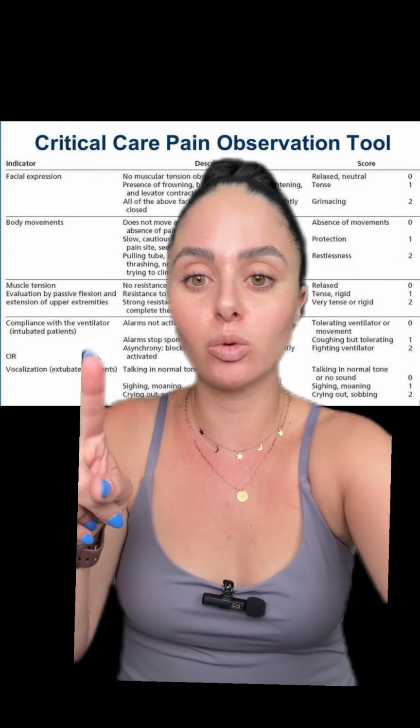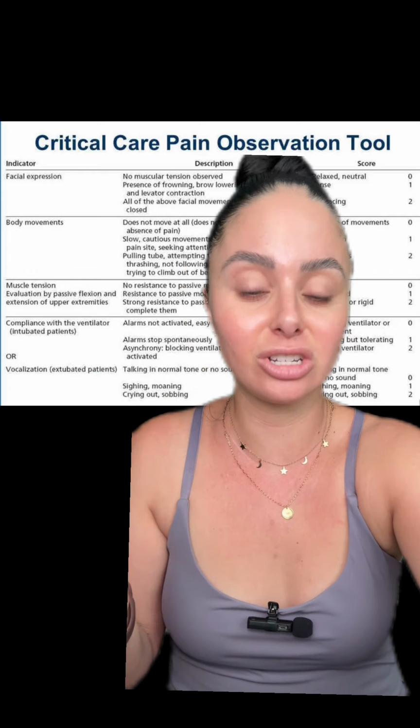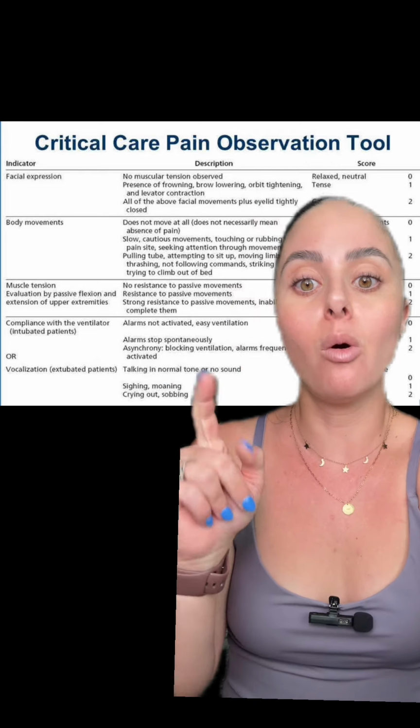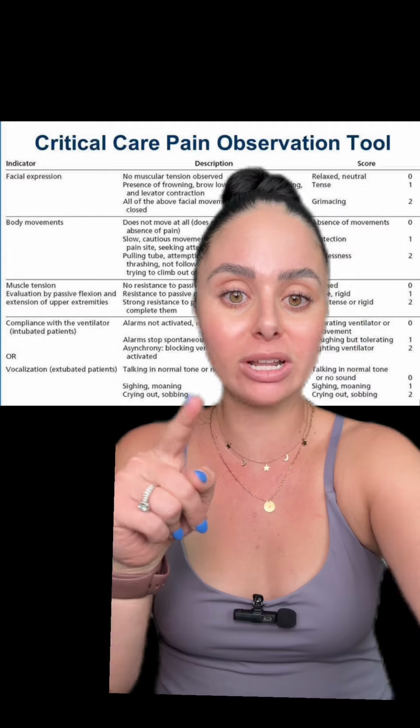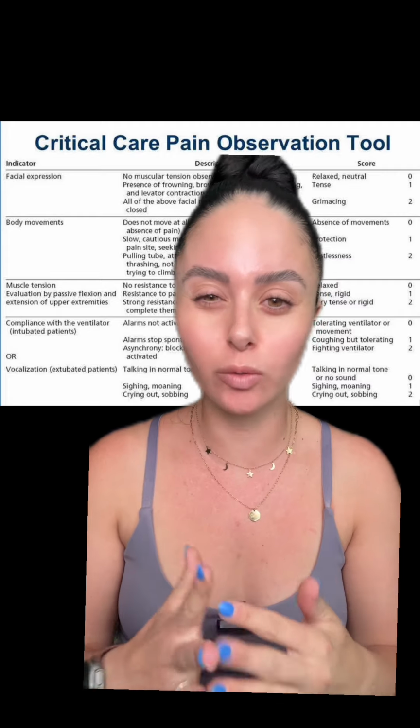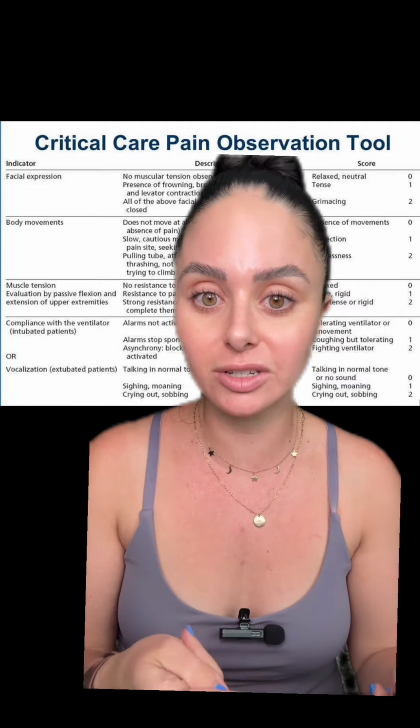For non-vented patients, we'll score them in this category where they're either not talking at all or talking in a normal tone like you and I are, or all the way up to they are crying out and sobbing, which would be a 2. We evaluate these pain scores every 2 to 4 hours in my ICU and more often if needed.